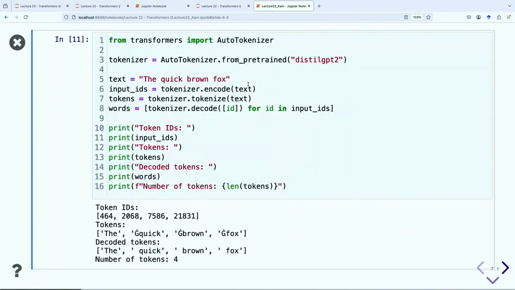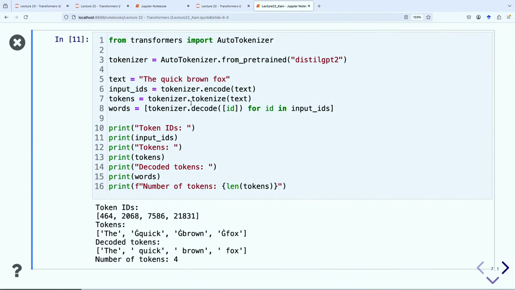So what we'll do is, I downloaded the tokenizer again. It doesn't have to be efficient. We simply take the tokenizer and a piece of sample text, "the quick brown fox." We tell the tokenizer to encode that text into a series of input IDs, or we could tell it to tokenize that text into a series of tokens. And then we'll have a bunch of decoded tokens.